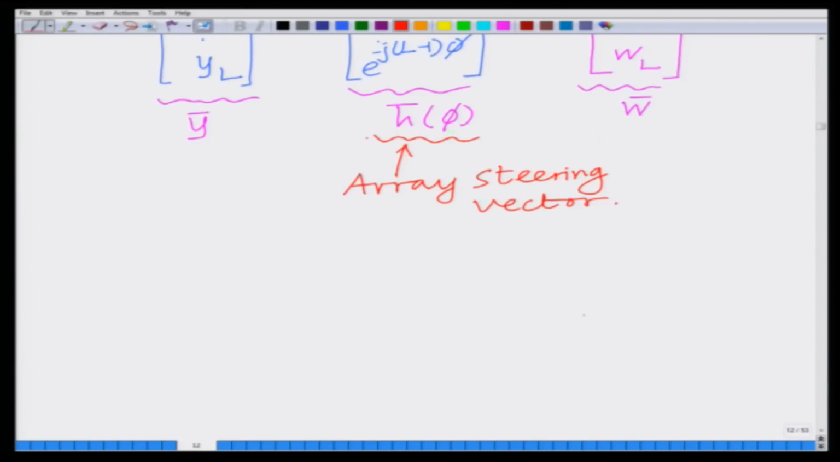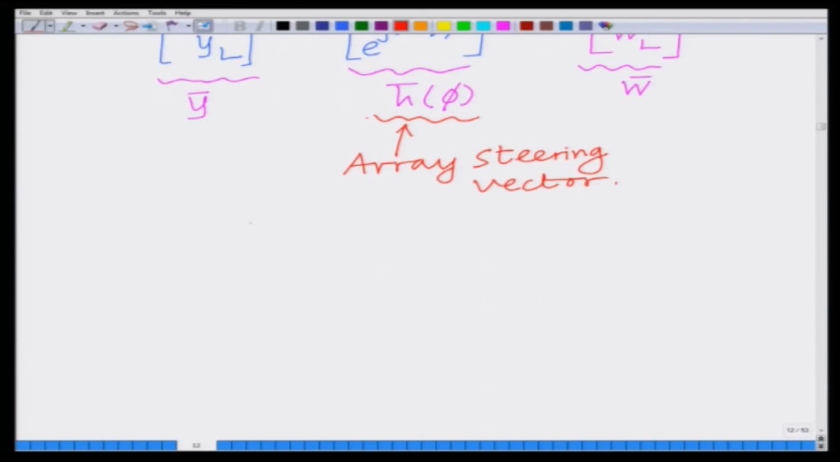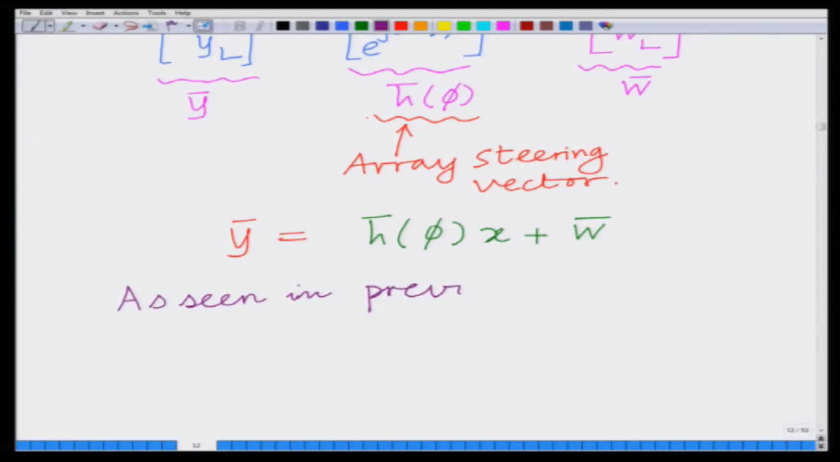Now, let us look at the signal processing. So, I have y bar equals h bar of phi times x plus w bar, where h bar phi is the array steering vector. Further, now let us look at the properties of noise as seen in the special case in the previous module.